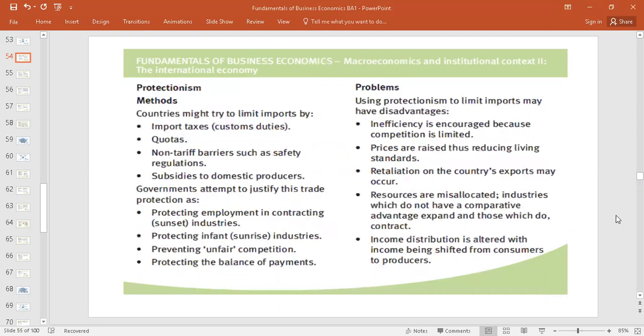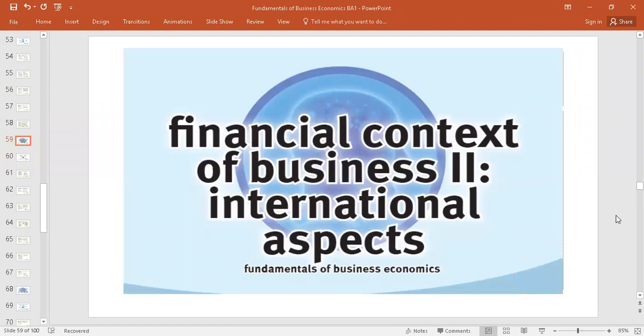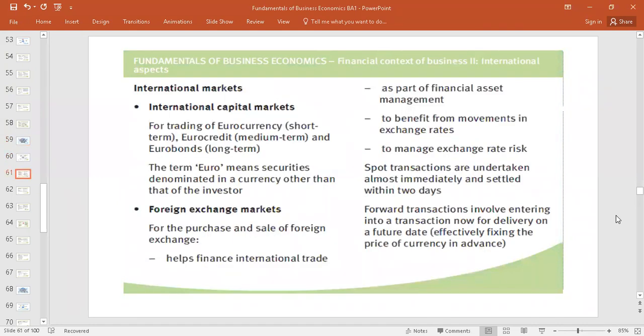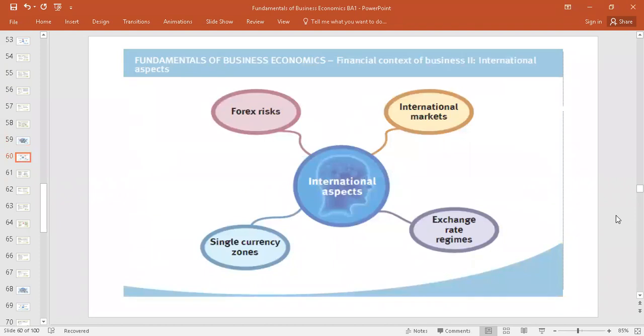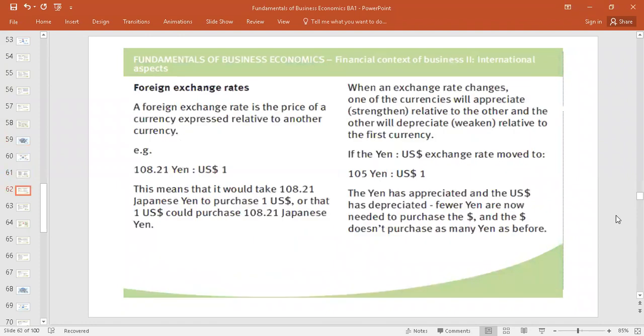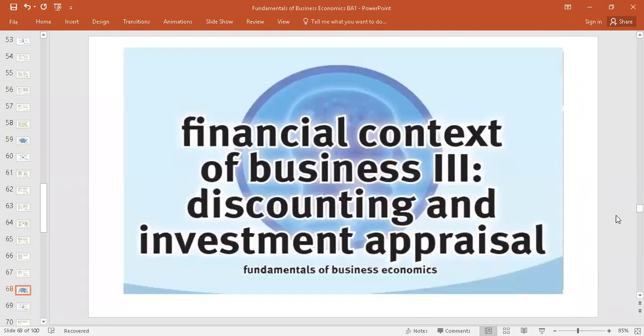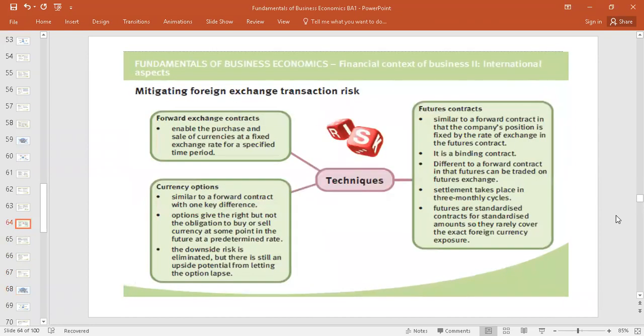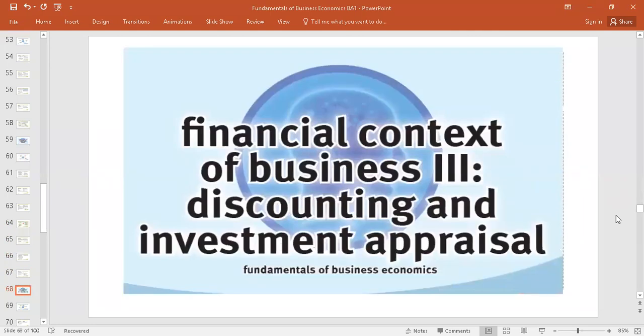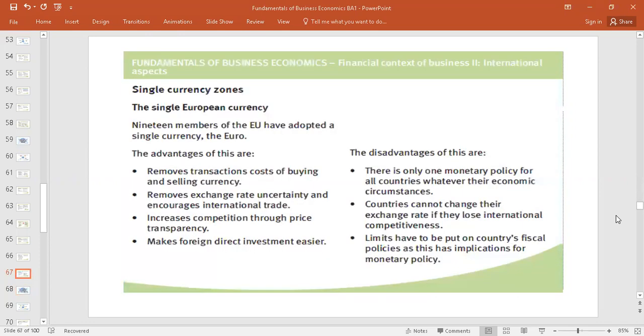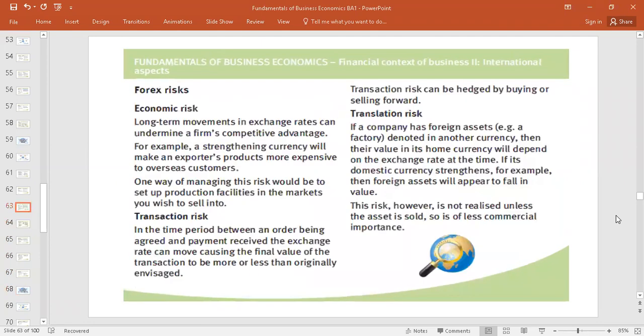which would be about the international aspects. Certain things about the international aspect, like what are international markets, then exchange rate regime, single currency zones, and forex risk. If we do this one, I think the financial aspects in the domestic market and the international market would all be done. So that's the only topic which is remaining. After which the rest of the syllabus is quite simple and easy. We would be looking at some basic parts of financial management and some part of statistics. So that is all that is remaining.